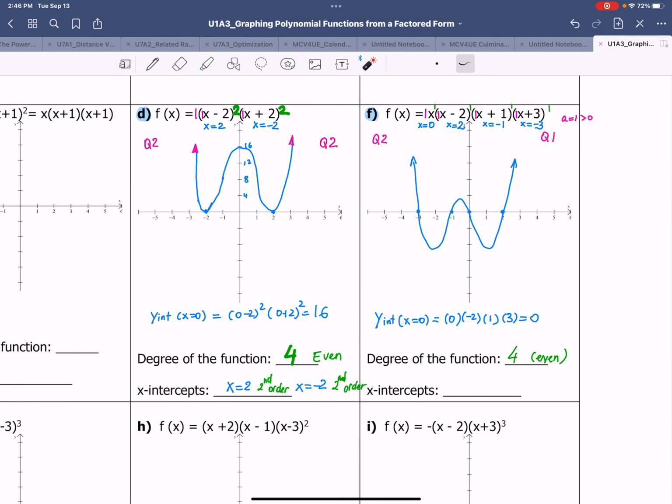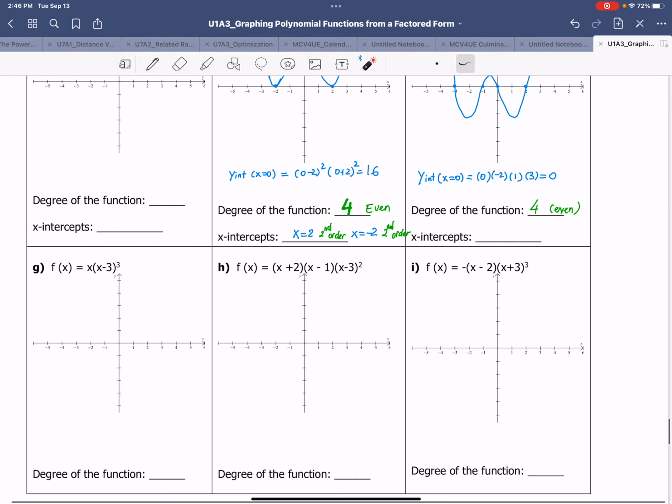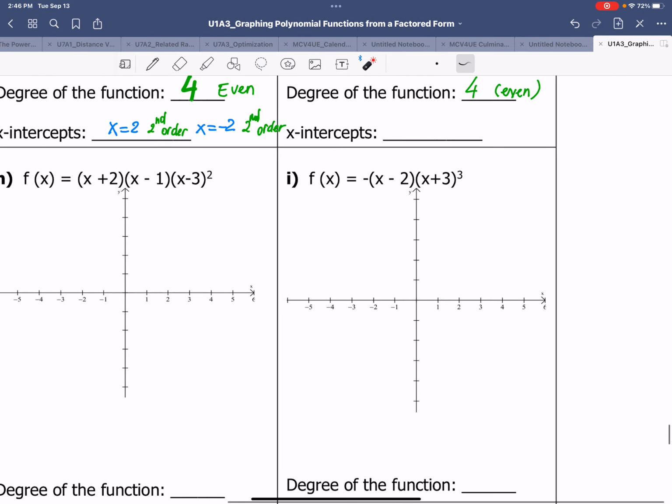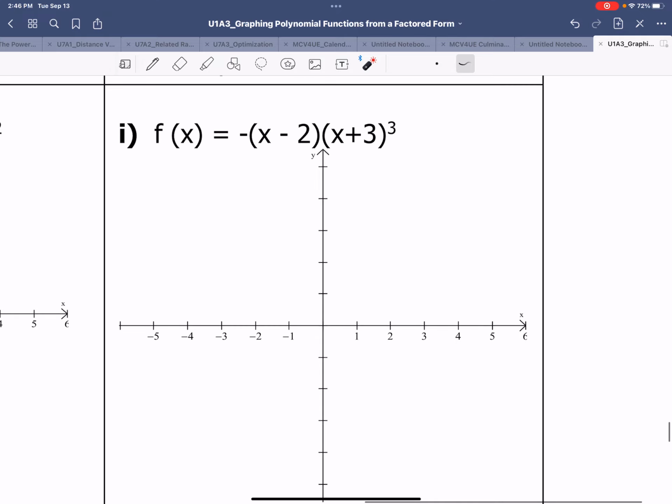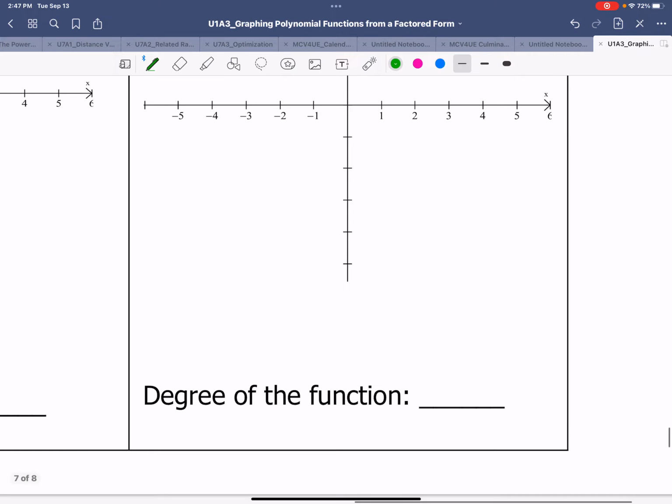I actually just spotted another very interesting function, and I'm just going to go over this very quickly. So here we go. The function is f of x equals negative (x minus 2) times (x plus 3) to the power 3. So we have a power of 1 here and a power of 3 here. That will make the degree of this function equal to 4.